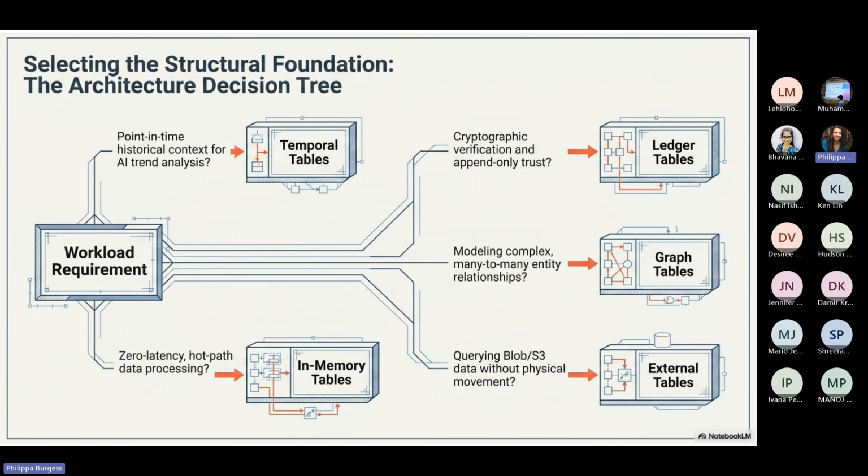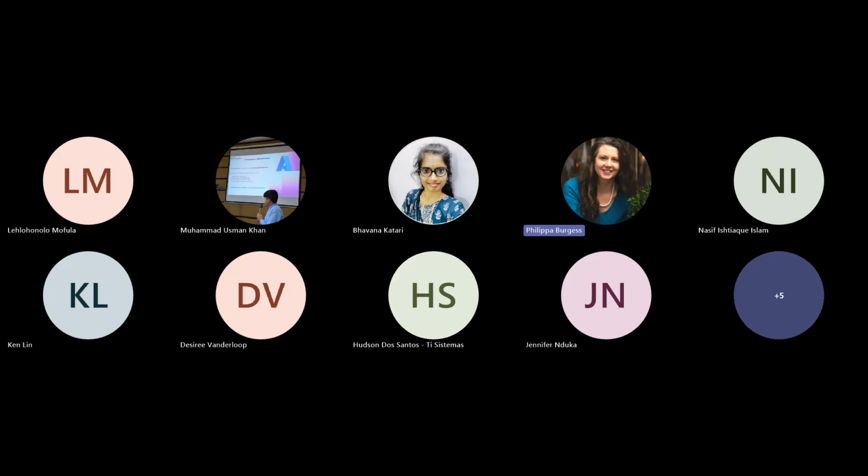And then cryptographic verification and append-only trust. So ledger tables, knowing who's changing what. This is why I go back to the security piece of it, making sure everything, is it encrypted? Is it row-level security? Or is it masked? But anyways, your verification and append-only trust, so you have ledger tables. Modeling complex many-to-many entity relationships, that's where you have your graph tables.